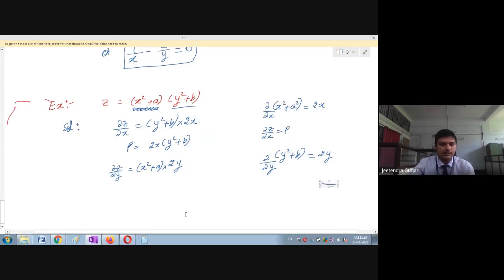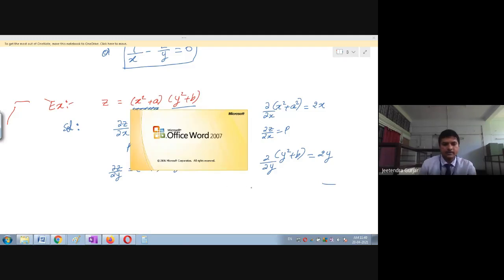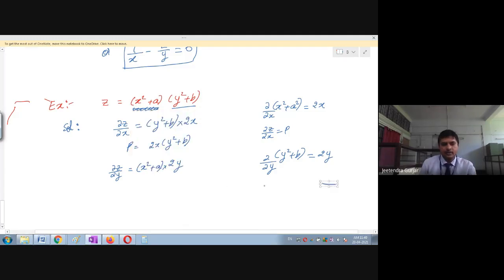So you can see how you will get the answer now. Okay, now again I will modify this. How can I modify this? Dou z upon dou y, I can write this as q. So q is equal to 2y into x square plus a. I think till here everyone got the same answer.